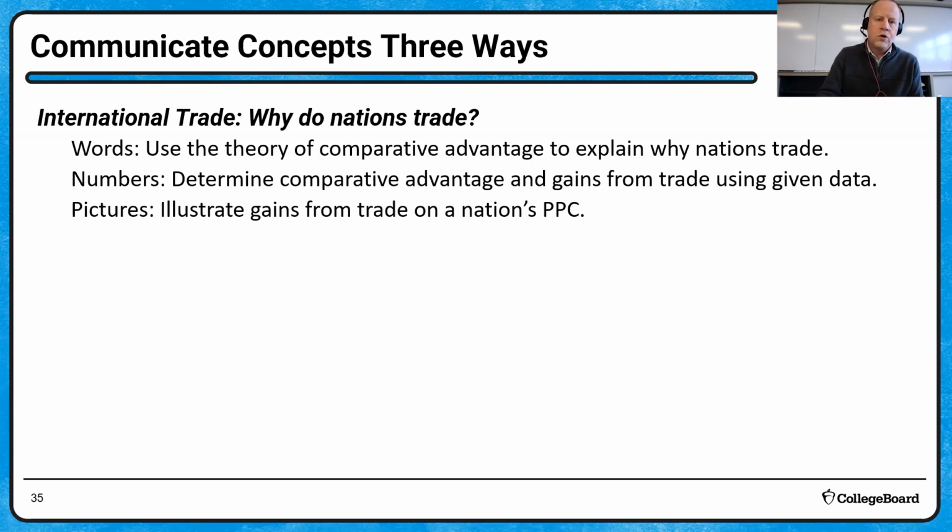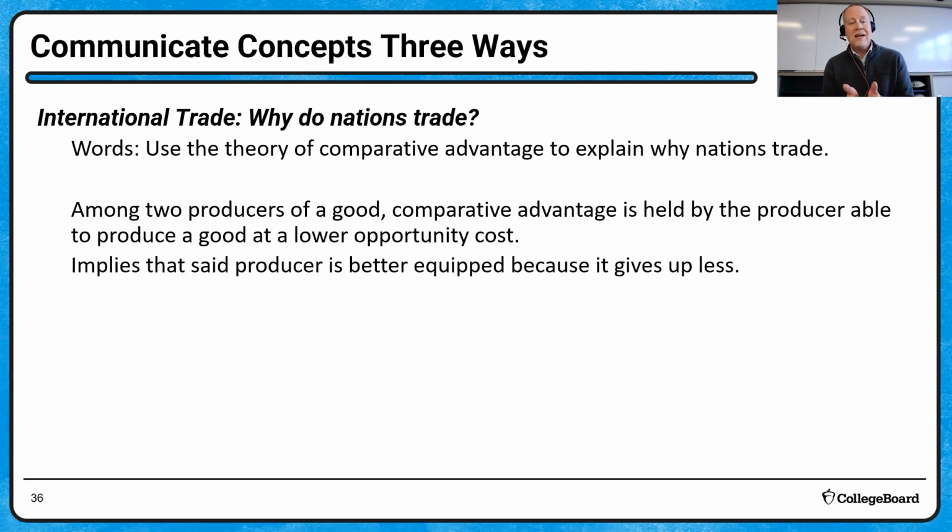All right, so start with the words. Do we understand comparative advantage, the theory of comparative advantage? We first learned this all the way back in Unit 1. Now we're going to look at it from a broader perspective. Among 2 producers of a good, and in macroeconomics, we're typically talking about 2 nations as producers. They don't have to be, but we're talking about 2 nations being producers. Comparative advantage will be held by that producer which produces the good at the lower opportunity cost. So all other things held equal, whomever can produce at a lower opportunity cost has comparative advantage.